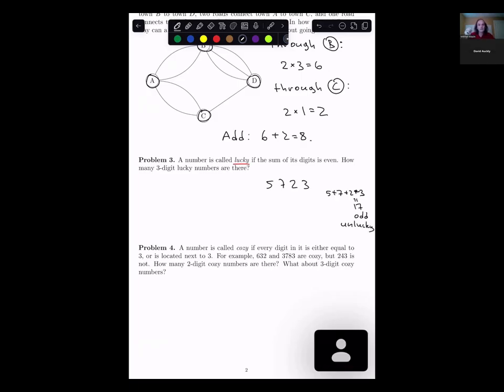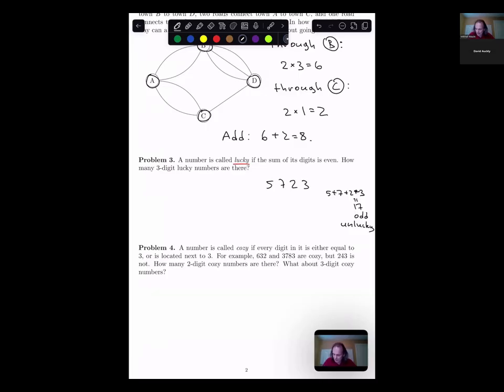Kim is asking if leading zeros are allowed. Ah, right. So no, three-digit numbers cannot start with zero. Yes, very good question. Of course, it's a matter of convention, but usually if you say three-digit number, that means that it cannot start with zero. If it starts with zero, then it's probably a two-digit or one-digit number. And that kind of changes the count.